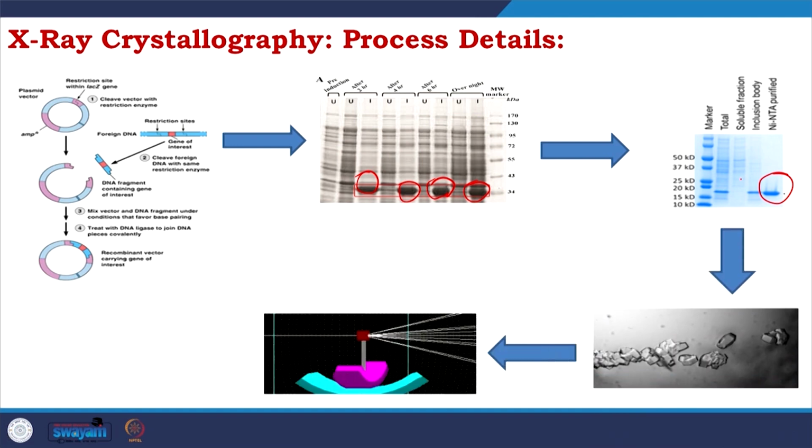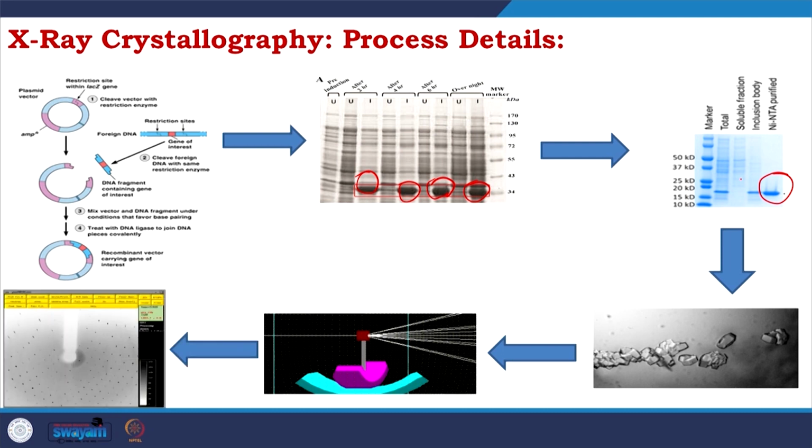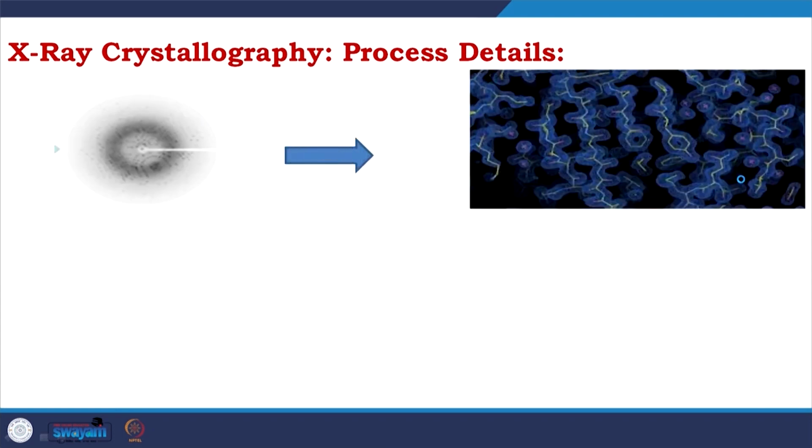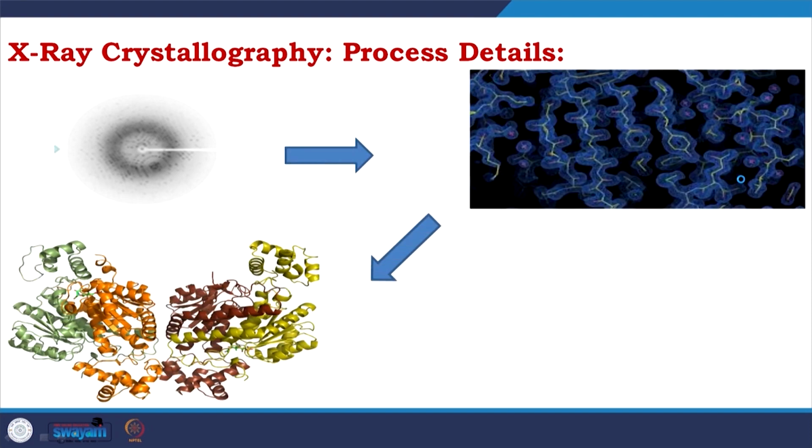Then if you get a single crystal, you go for diffraction, and when you get the diffraction data, you process it and get the electron density, and from the electron density you build up the model. The model is your final goal towards getting the structure solved by X-ray crystallography.